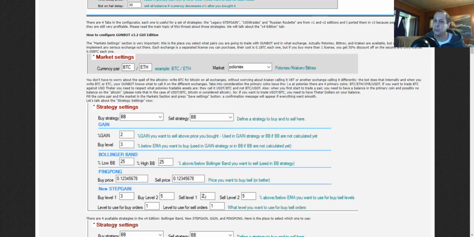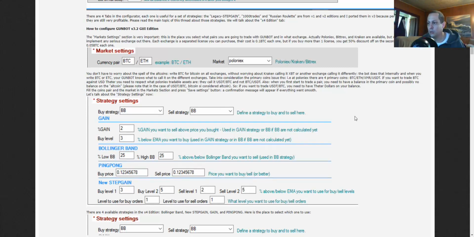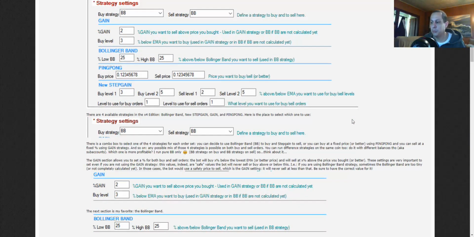Some people don't mind holding bags. Other people want to just make small sales quickly and empty their bags. Me personally, I like to buy at the best possible price, and then I don't mind waiting, even if it's several days, to get a really good sale.